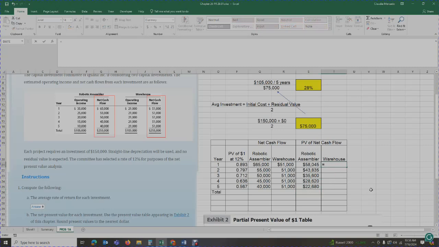Now for the warehouse, I've got my $51,000 times my rate. The net cash flow does not change. What changes is your rate. As time passes by, the value of the dollar is worth less. So it's the same, the $51,000 times the rate for each of the years.